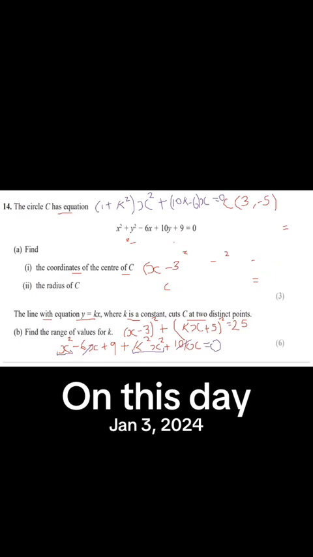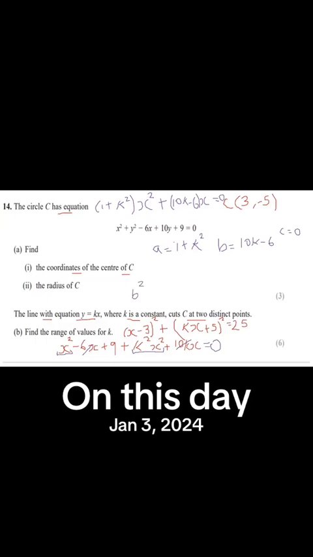So now, I'm going to label A, B, and C. A is equal to 1 plus k squared, that's the coefficient of x squared in my quadratic formula. B is equal to 10k minus 6, and C is equal to 0. So that makes it a bit easier because I'm going to have b squared minus 4ac.